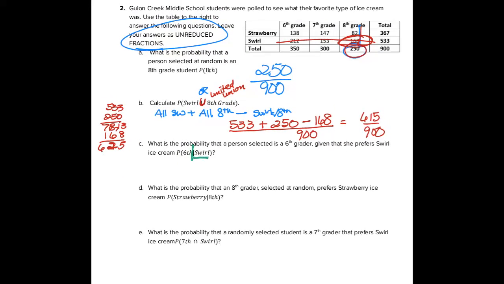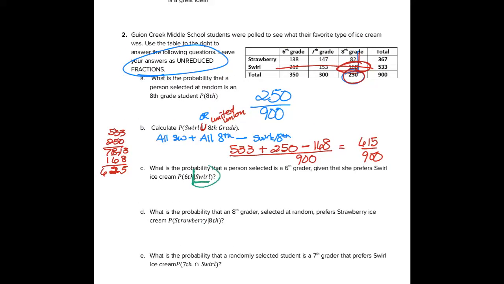6th grade, given that they like swirled ice cream, that swirl is your new denominator. Swirl on the bottom, 533. The 6th graders that enjoy swirl ice cream go back, and that is 212.